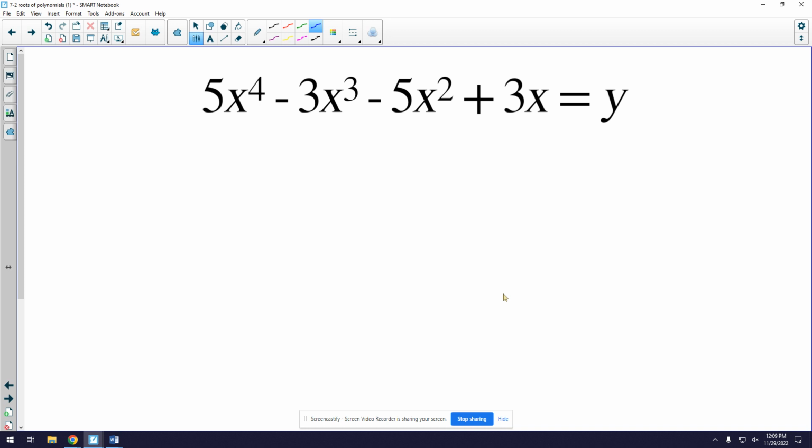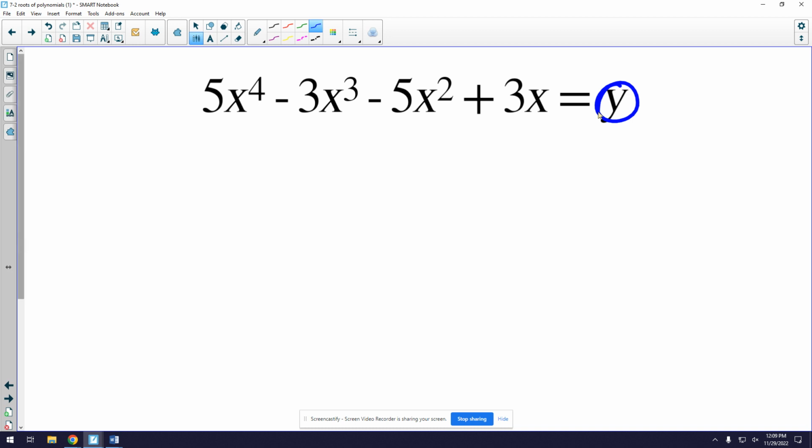First, when you have an equation and it's set equal to y, well, I want to find the x-intercepts, so all I do is replace that y with a 0. Now continue like you did before. Check for GCF. 5, 3, 5, 3. Nope. X to the fourth, x to the third, x squared, and x. Yes. They all have an x in common.